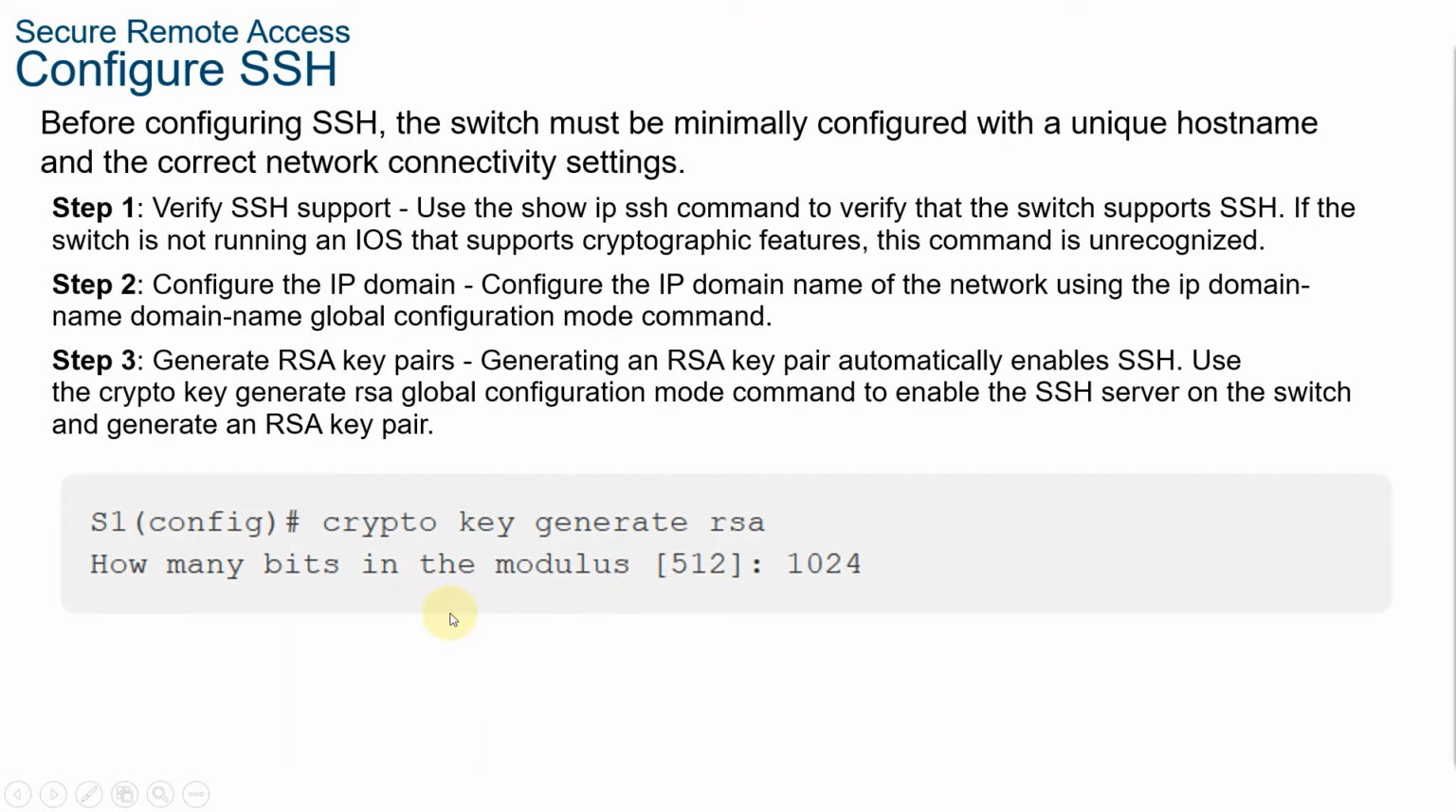So take note that to delete the RSA key pair, we use the crypto key zeroize rsa global configuration command. After the RSA key pair is deleted, the SSH server is automatically disabled. Okay, so the command is crypto key zeroize rsa, a global configuration mode command.